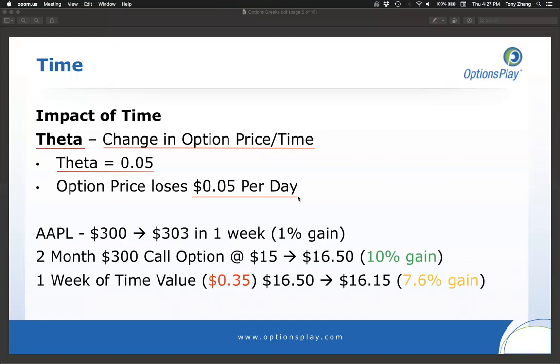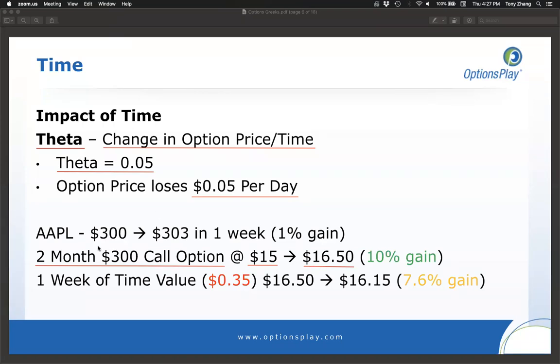So in the example before, I bought a 2-month call option, a $300 call option on Apple, which is currently trading at $300, and I pay $15 for that option. We talked about in the previous slide that if Apple goes from 300 to 303, what delta tells us is that my option will increase from $15 to $16.50, which is a 10% gain in my option position for a 1% gain in the underlying stock position.